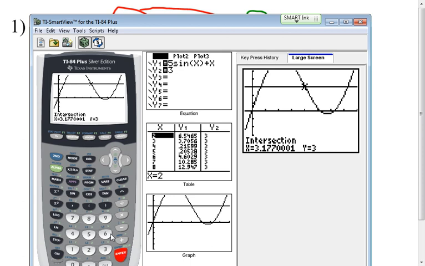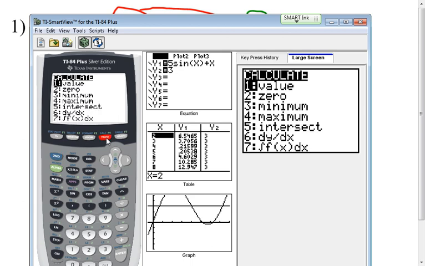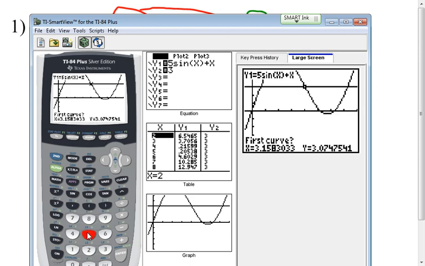Okay? And then I will move my cursor a little bit, and I will do it again. Okay? So I'm just moving my cursor. All right? And I'm going to go second trace, number 5 for intersect. I'm going to move my cursor here so that it just shows up in a little bit of a different spot. So now it's asking me for a first curve, hit enter. Second curve, hit enter. And then scroll it to as close to right on an intersection point as you can get it.